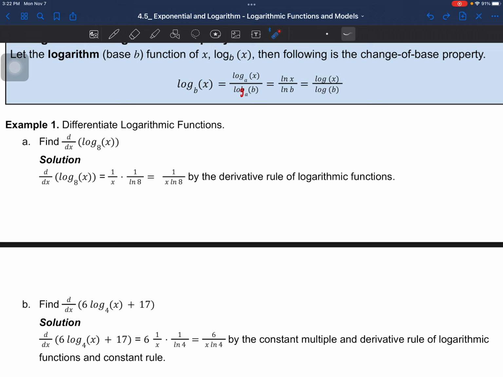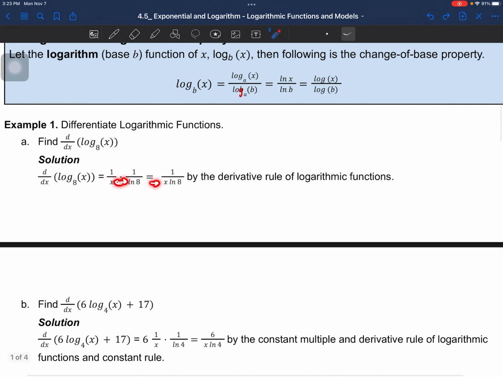All right, so moving on to a few examples here. We're going to find the derivative of the following expressions. In the first one, we simply have a logarithm base 8 of x. They're asking us to find the derivative of this. As we said before, the derivative of the logarithm is going to be 1 over whatever the inside is, that is 1 over x. And then, of course, you have to multiply by 1 over the natural log of your base. And that's pretty much it.